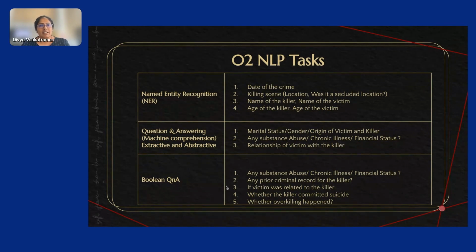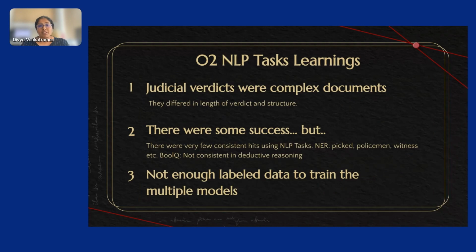And then some of these required, for example, whether the killer had a prior criminal record, right? So it was a yes or no question. This does require some deductive reasoning. So I put them all into Boolean Q&A. So these are the three NLP tasks with which I tried.